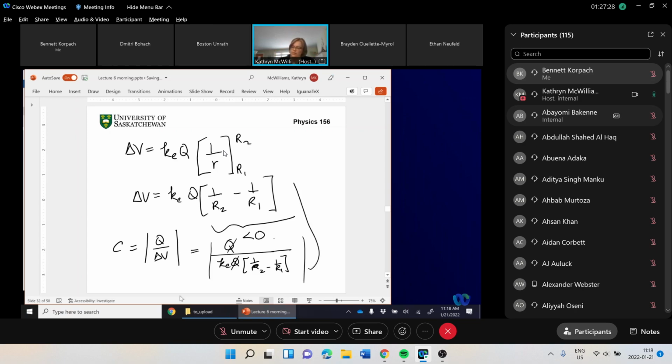So I'm just going to go up here and do a bit of rearranging. C is equal to R1 R2 over Ke (R2 minus R1), absolute value. You don't have to do that, but you can. Anybody got any questions there?